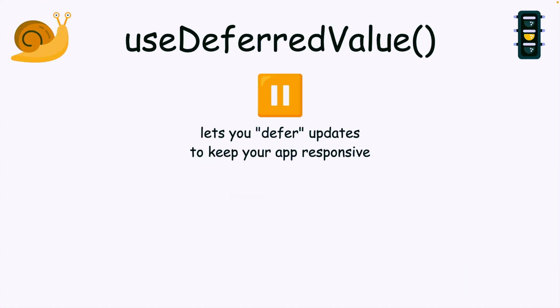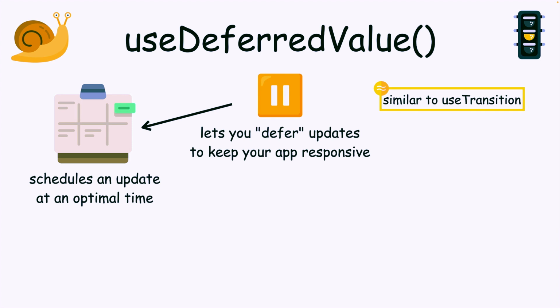UseDeferredValue is another transition hook that lets you defer or pause an update to keep your app responsive. It's very similar to useTransition, but we use it to tell React to schedule an update at an optimal time for us instead of us doing it ourselves.